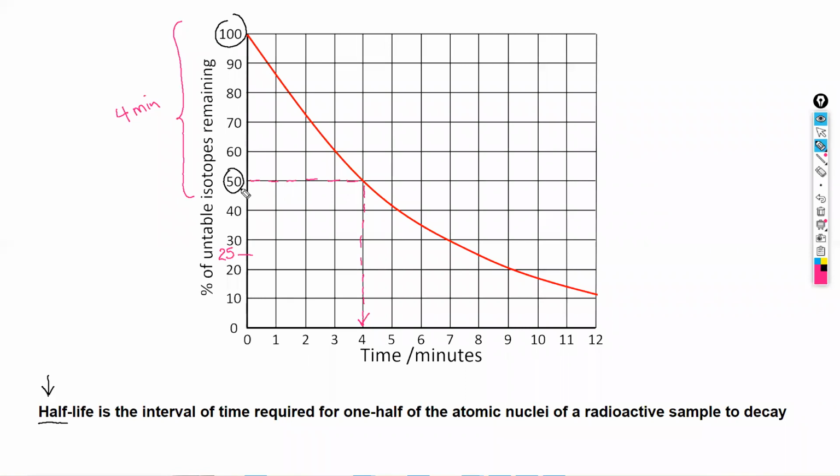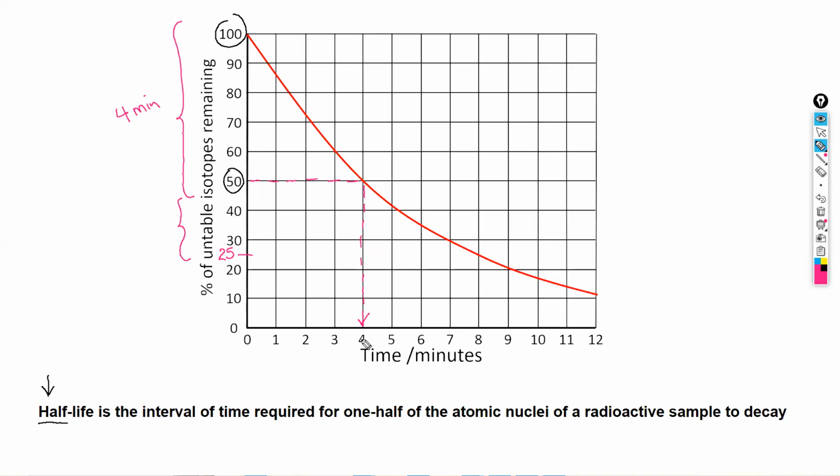How long did it take to go from, listen to the question, a lot of people get this one wrong. The question is, how long did it take to go from 50 to 25? The answer is not 8. Remember, we are standing at 50. At 50, it was 4 minutes.